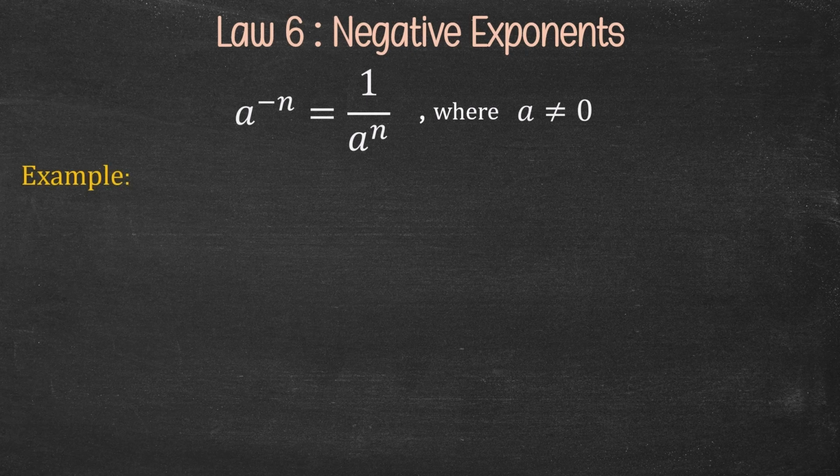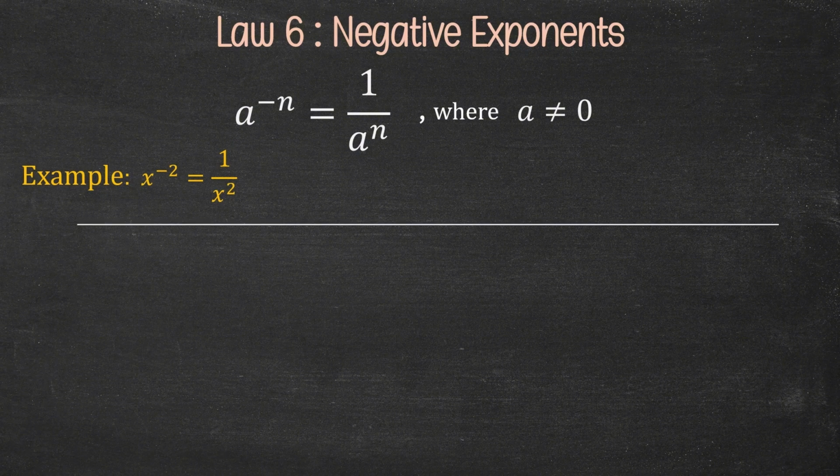So, for example, x to the power of negative 2 equals 1 over x squared. Here, the x to the power of negative 2 moved from the numerator to the denominator and the exponent became positive. Now let's look at why the negative exponent rule works.